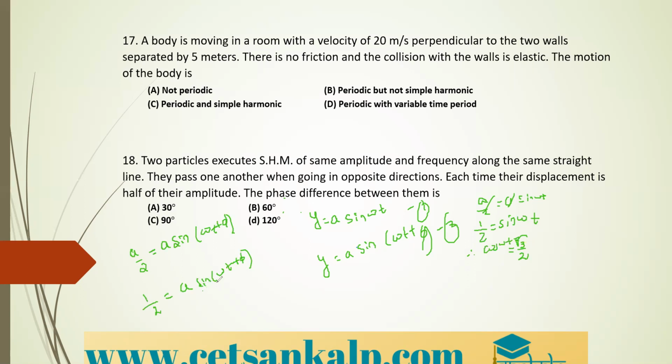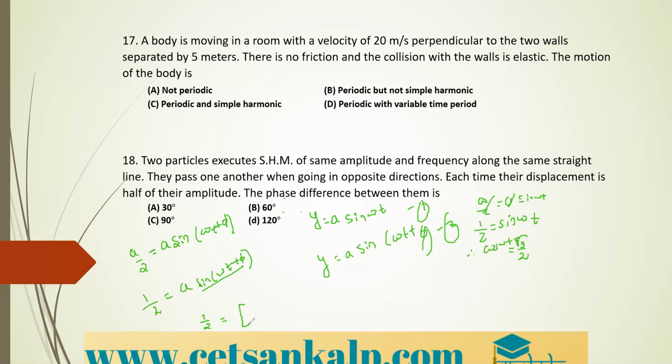See here, this is in the form of sine of a plus b. So what is the formula for sine of a plus b? Sine of a plus b can be written as sine a into cos b plus cos a into sine b. Here you can substitute the values. That is, 1 by 2 is equal to sine omega t value.